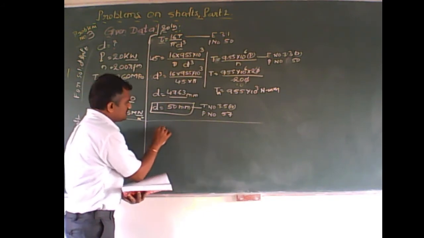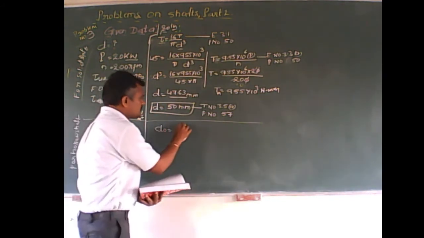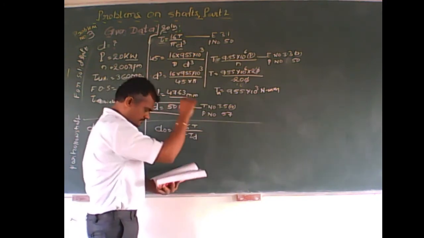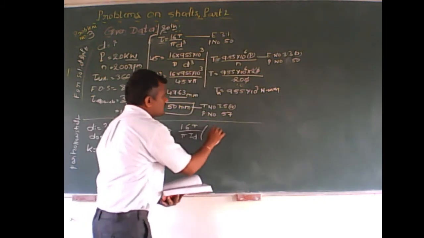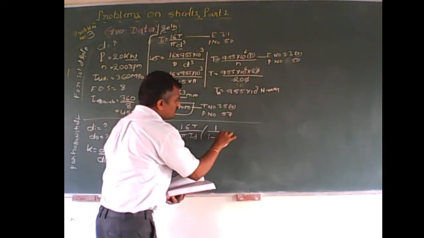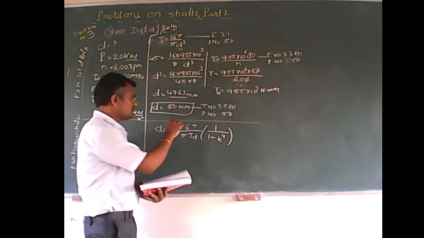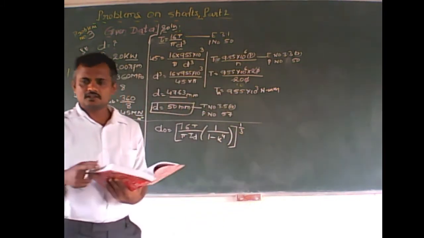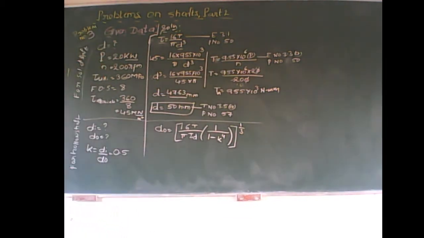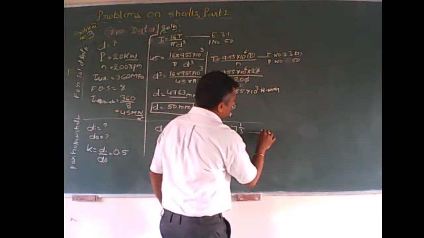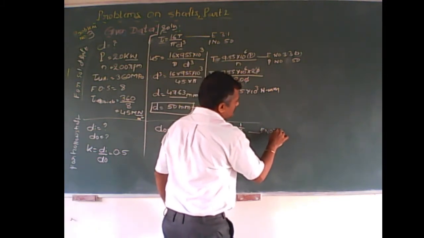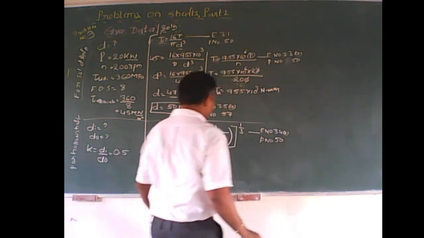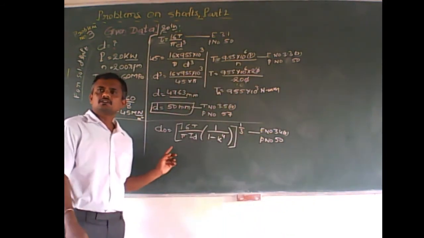What is the size? D outer is equals to, 16T divided by pi into tau d, into 1 divided by 1 minus k raised to 4, okay, whole raised to 1 by 3. So I think you are familiar with this equation. What is the equation number? 3.4a, page number 50, right? So I think you know about this equation.